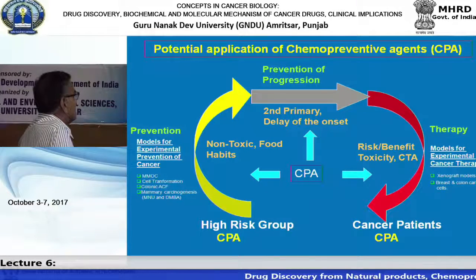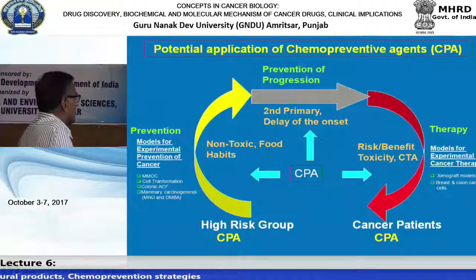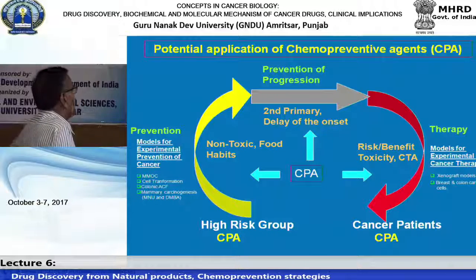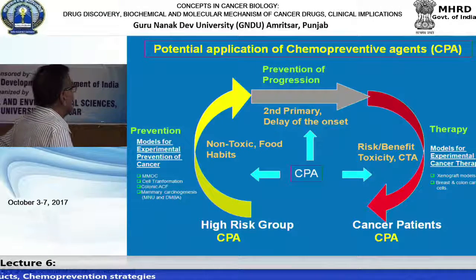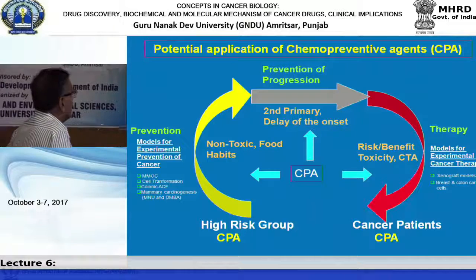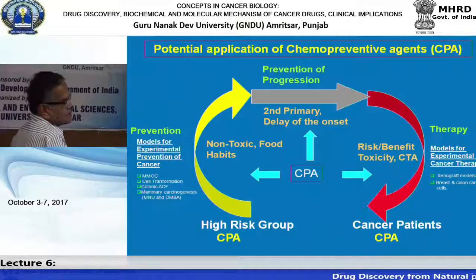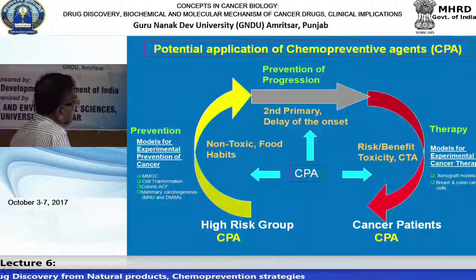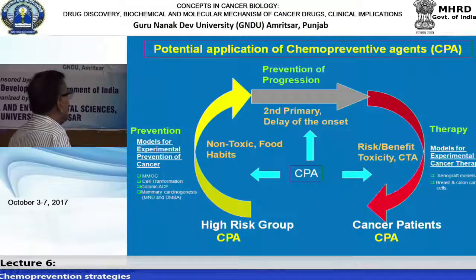all the carcinogenesis models that are used for this. You can use mammary gland organ culture, which we'll be talking about. You can do the cell transformation. The cell transformation is not as easy as it sounds. One of my students spent like 6 months transforming the MCF12F cells, which are normal mammary epithelial cells, with a carcinogen, and looking at the effect of the compounds.